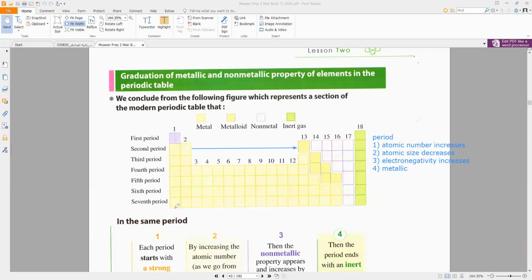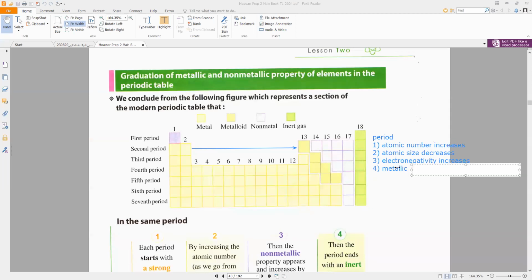So the strongest metal, which has 1 electron in the outermost shell that it loses easily, is in group 1. We start from the left side. As we move from left to right, the metallic property decreases because the number of outermost electrons increases, and it is not easy to lose them. All metals lose electrons, but if it has 2 or 3 or 4 electrons in the outermost shell, it is not as easy to lose them as if it has 1 electron. So the metallic property decreases as we go from left to right.